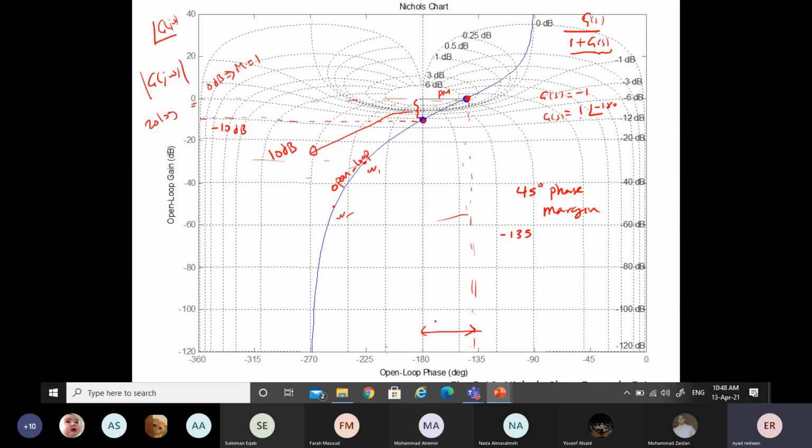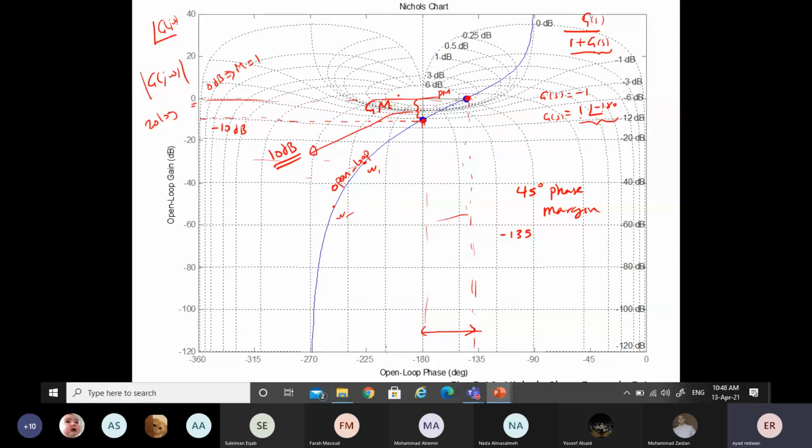At the same time, when the angle is minus 180, as you can see, how much can I change the magnitude to become unity? So I come back again to 1 angle minus 180. We said if we are at minus 10 dB here, I can increase the gain by 10 dB, and this is called the gain margin. When I intersect with minus 180, I look at this point and see how far it is from 0 dB, and this is the gain margin.